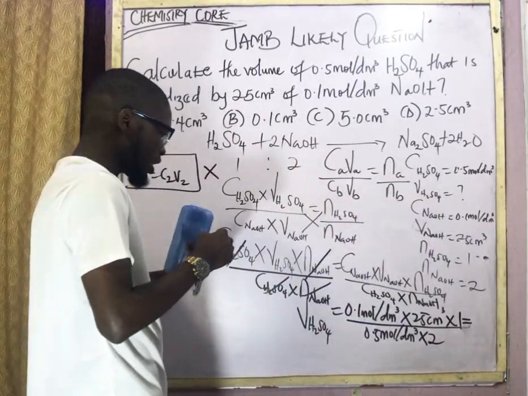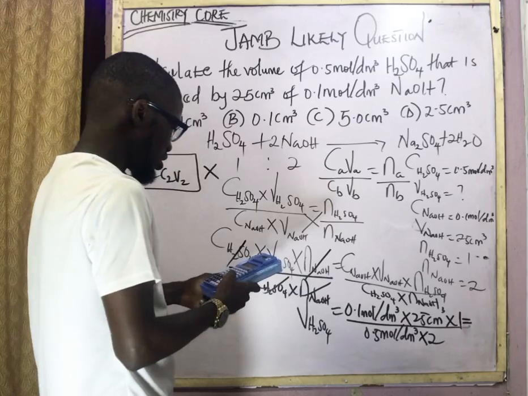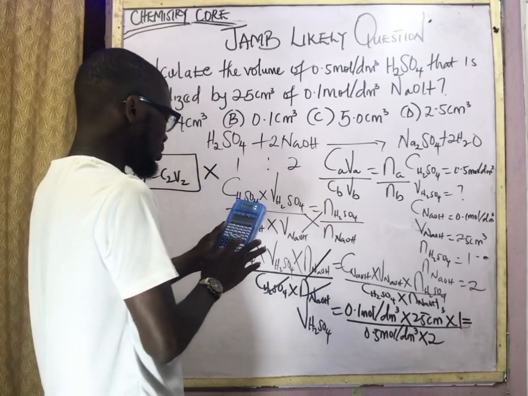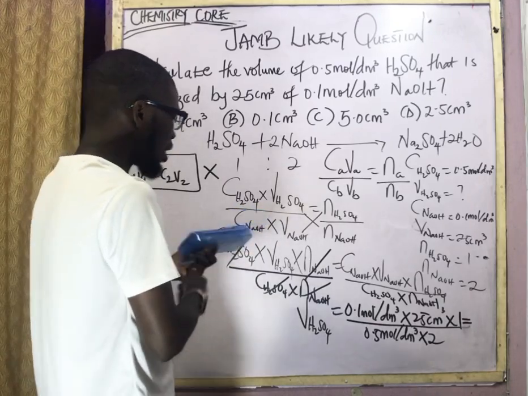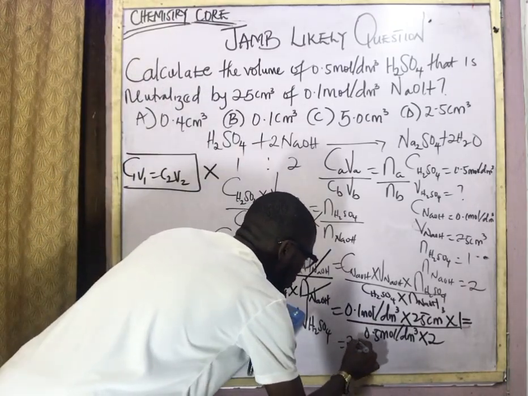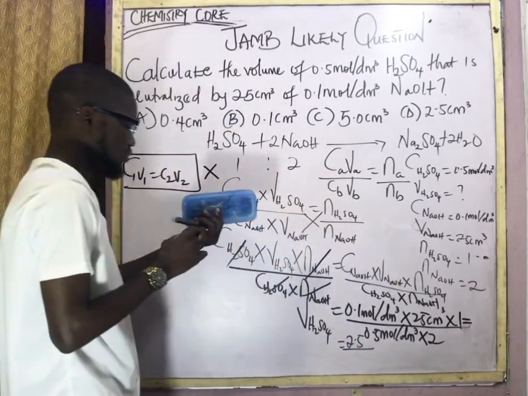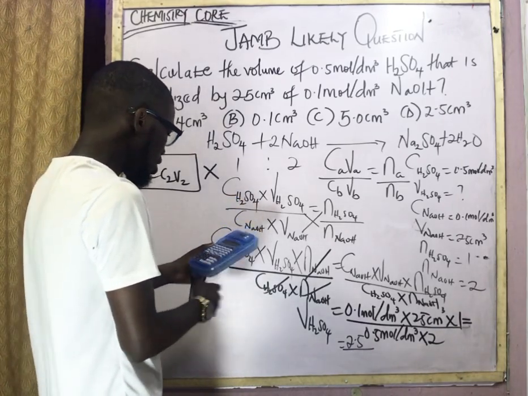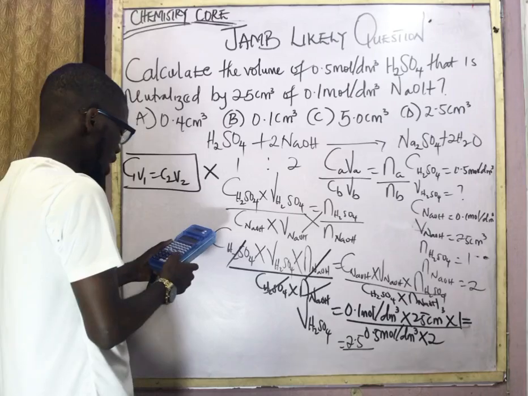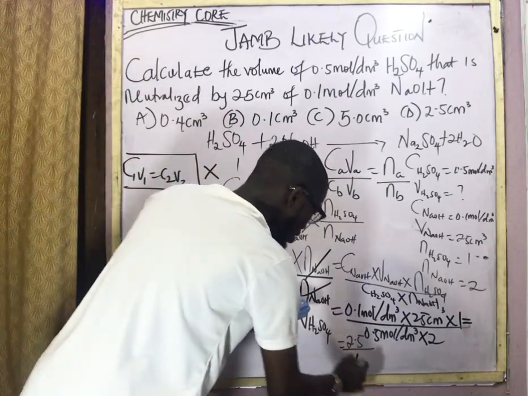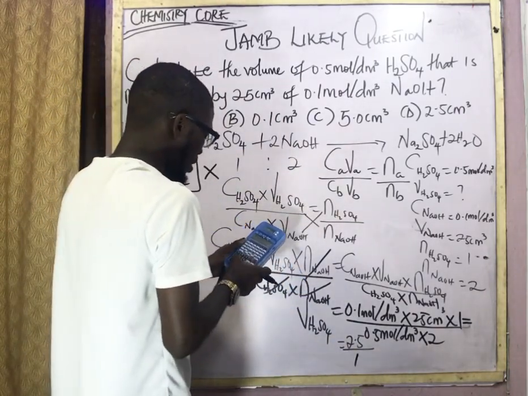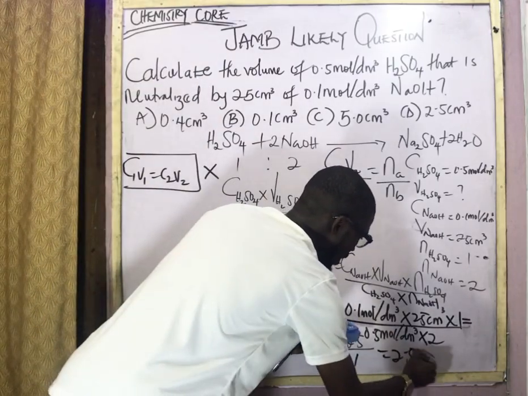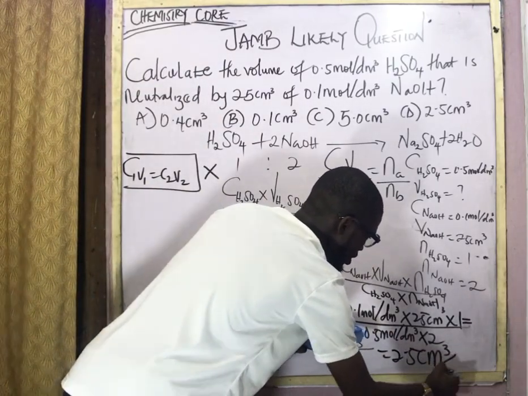So what will be our final answer? Let's check. So we can say we have 0.1 multiplied by 25. That will give me 2.5 over 0.5 times 2. I have 1. So we can say 2.5 divided by 1. We still have what? 2.5 cm cube. This is the final answer.